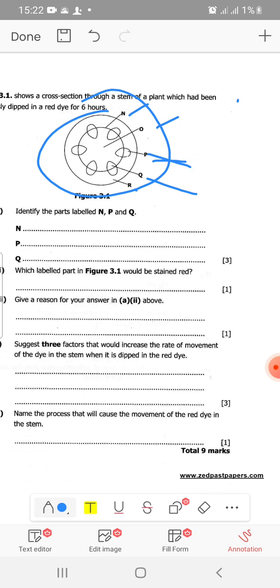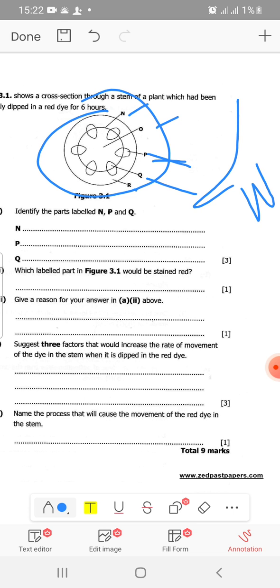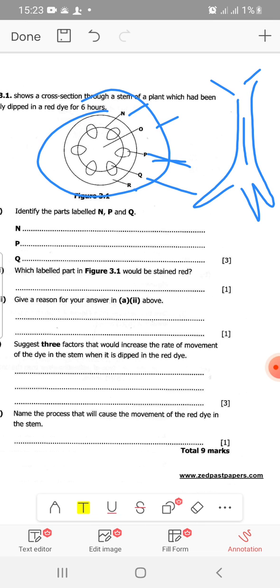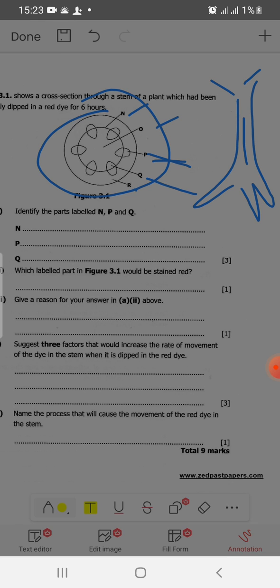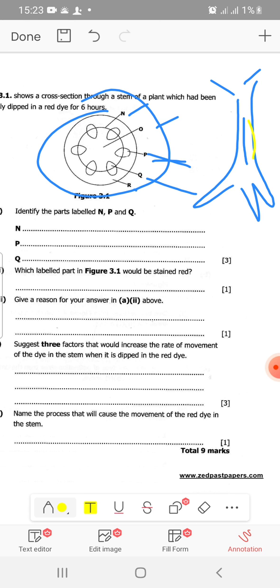If this is the plant we're talking about, which was dipped into the red dye, those are the roots going upward like that. So we imagine that's a xylem. Then apart from the xylem, we also have the phloem coming downward like that. The xylem is taking materials going upward, the phloem is taking materials downward.